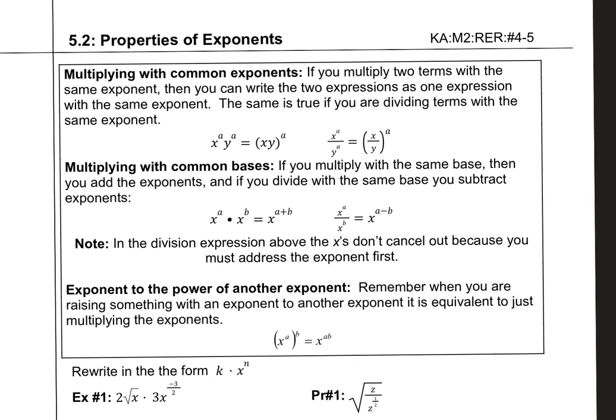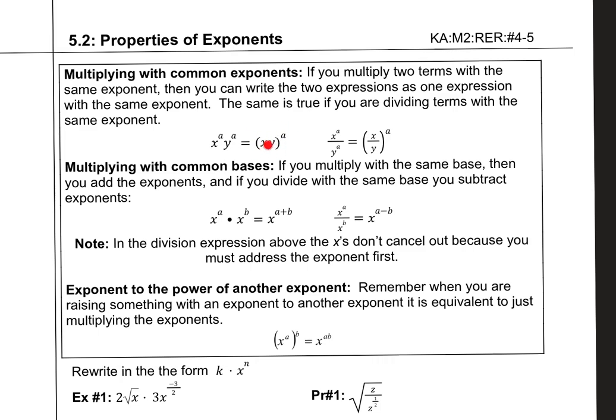All right, let's take a look at some of this stuff. We have some rules that we need to be familiar with. I want to show you how these things work. So the first thing is multiplying with common exponents. And the same thing is true with dividing, because multiplying and dividing are in the same kind of field of mathematics here. So if I have two things that are being multiplied, but the exponents are the same, I could write it like this. I could write it as x times y, put in parentheses, and they both have that same exponent. I can also go backwards, right?